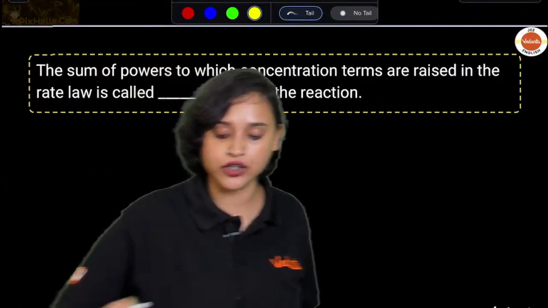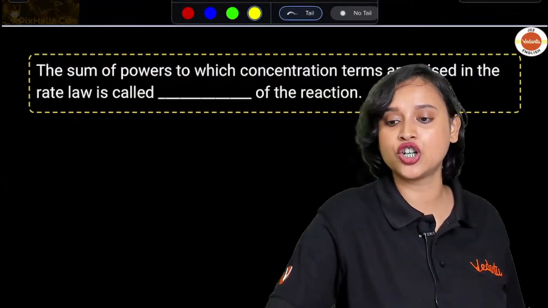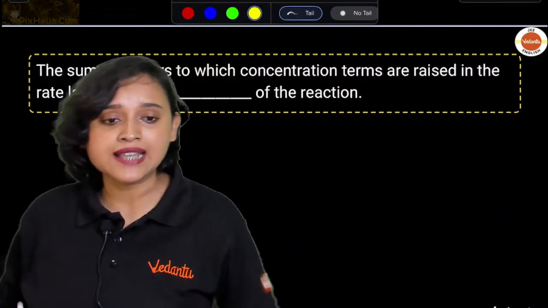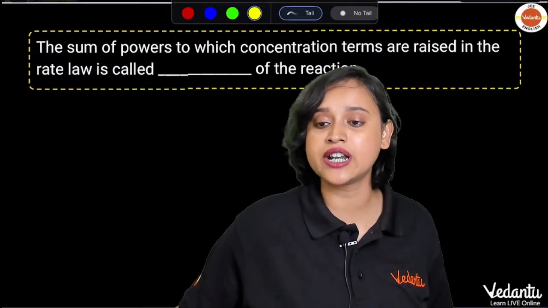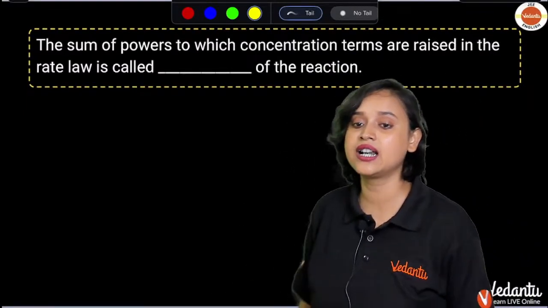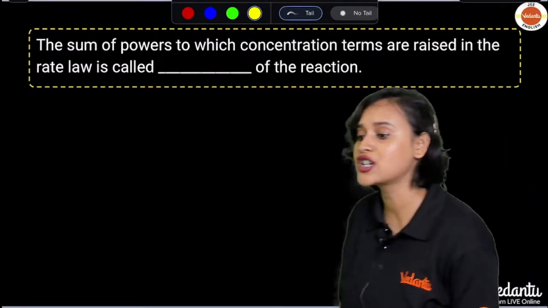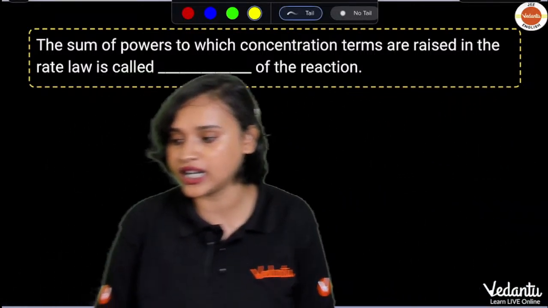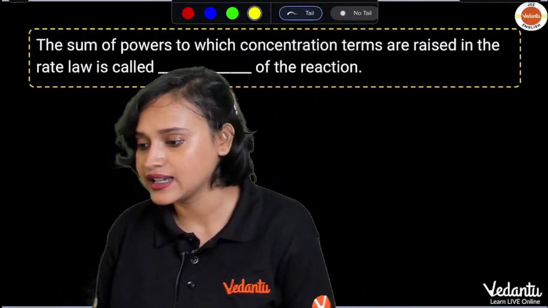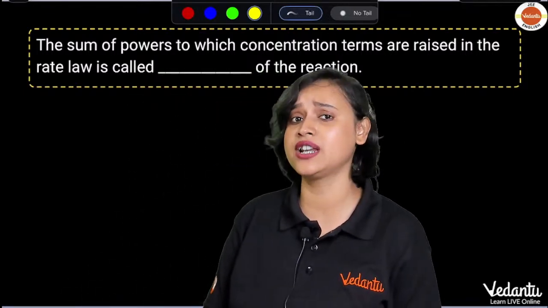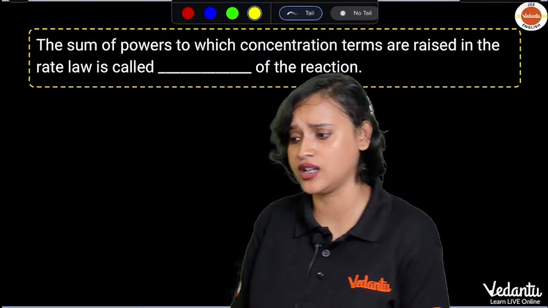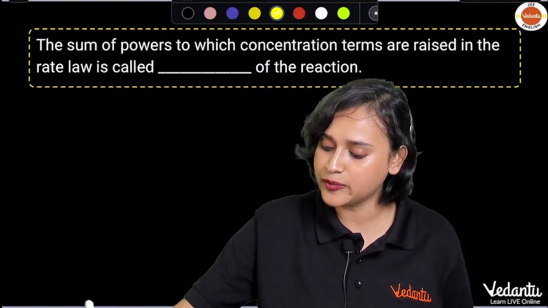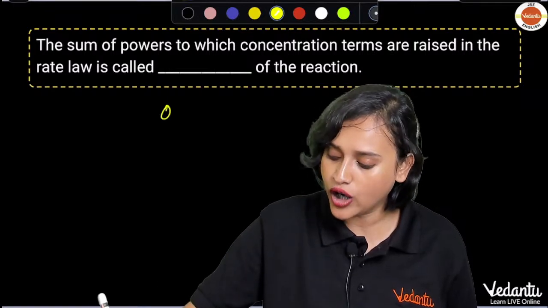Now here is a question for you, everybody. Tell me, the sum of powers to which concentration terms are raised in the rate law is called dash of the reaction. Very good, Mahesh. Half is the actual exponent, bacha. That half is only the actual exponent. I can see that the majority of the students have answered it right. Order is the correct answer.